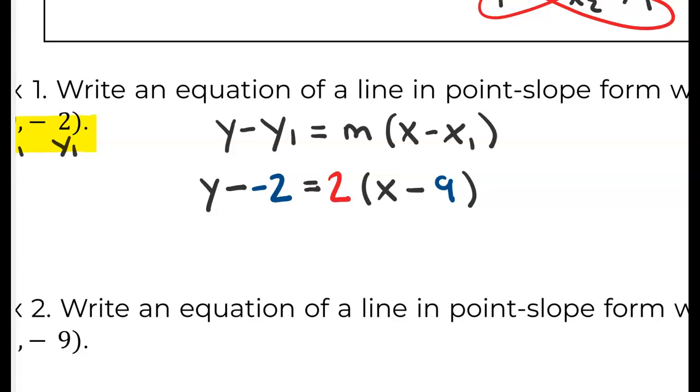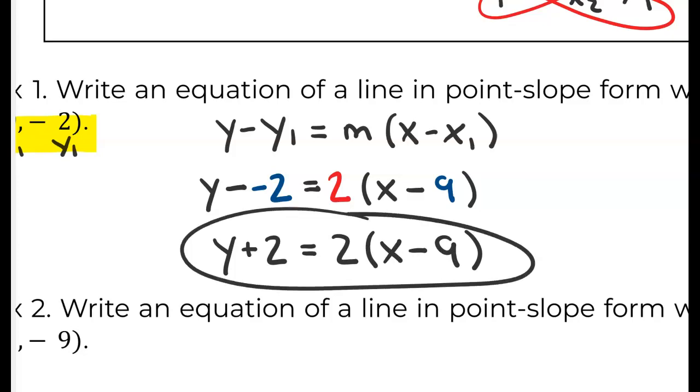We're going to see what we can clean up. Most of the time, when I say clean up, if we're just writing something in point-slope form, it's changing any subtracting a negative into a plus. So that's all we have to do here to simplify. We're going to change this into a plus. So we'd say y plus 2 is equal to 2 times x minus 9. And that's how you write something in point-slope form.